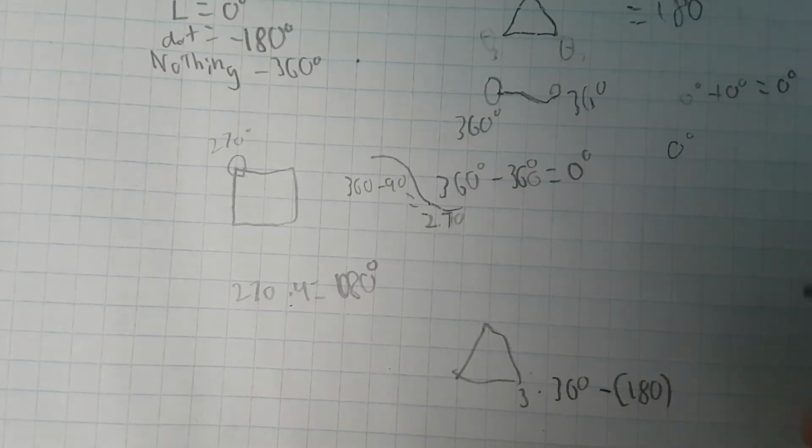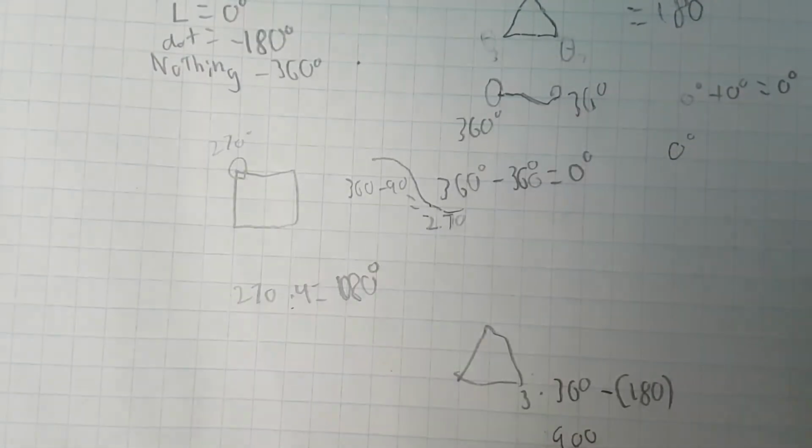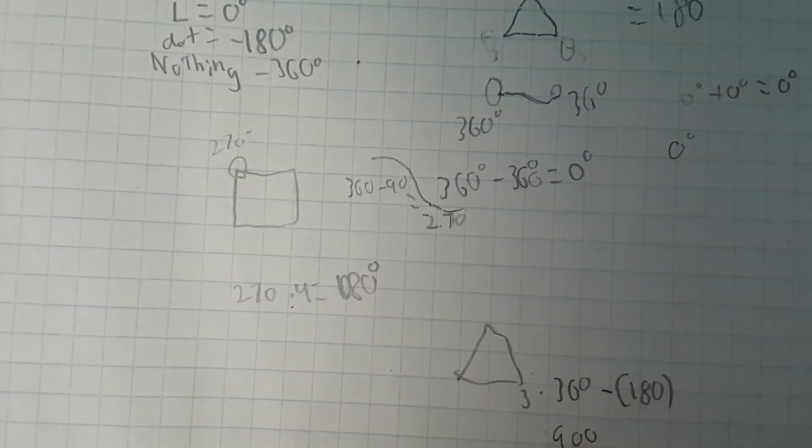So the inside will always have 180. So we go 360 times 3 should be 1080. Yeah, it's still 1080 minus 180. So that's going to give us 900. So again, interestingly, it's actually a jump of minus 180 from the square.